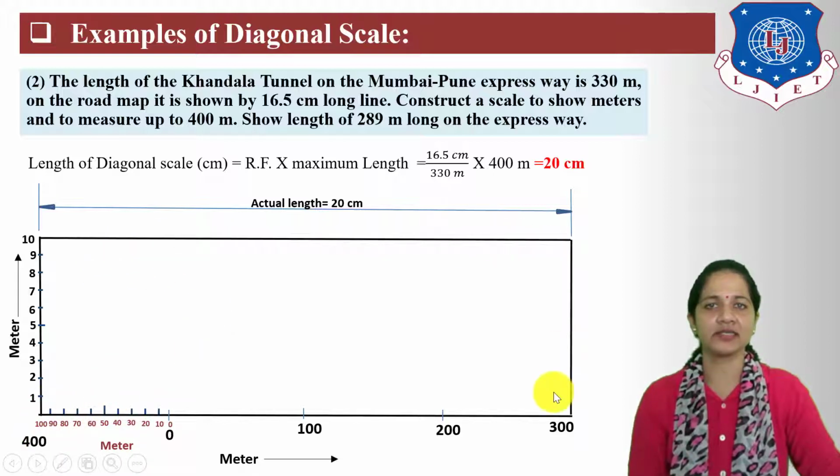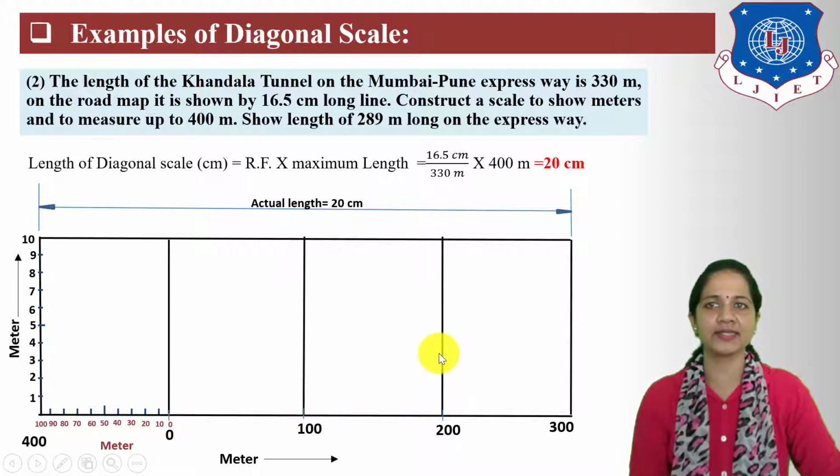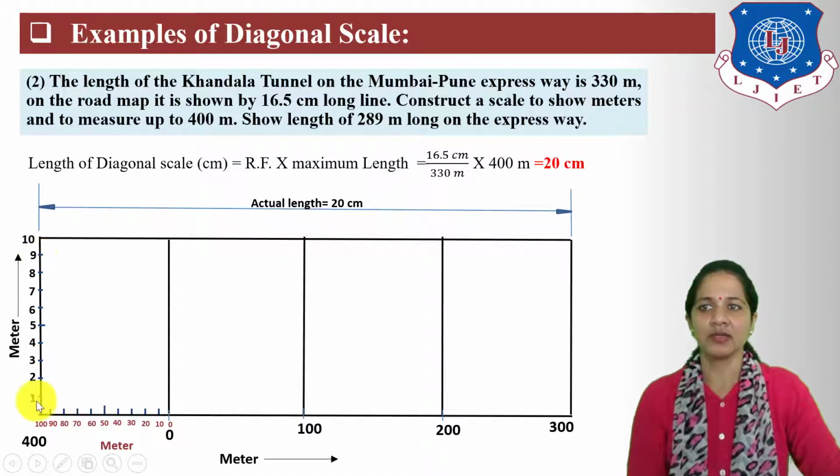Next, complete the rectangle. Next, draw vertical lines passing through the main division points. Next, draw horizontal lines passing through the ones part of meter points.